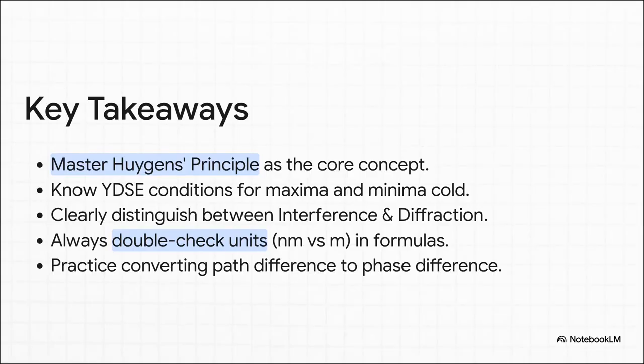So to quickly summarize the absolute key takeaways from all this: 1. Master Huygens principle. 2. Know the YDSE conditions for bright and dark fringes completely cold. 3. Be able to distinguish between interference and diffraction in a split second. 4. Always double check your units. And 5. Get really comfortable converting path difference to phase difference.